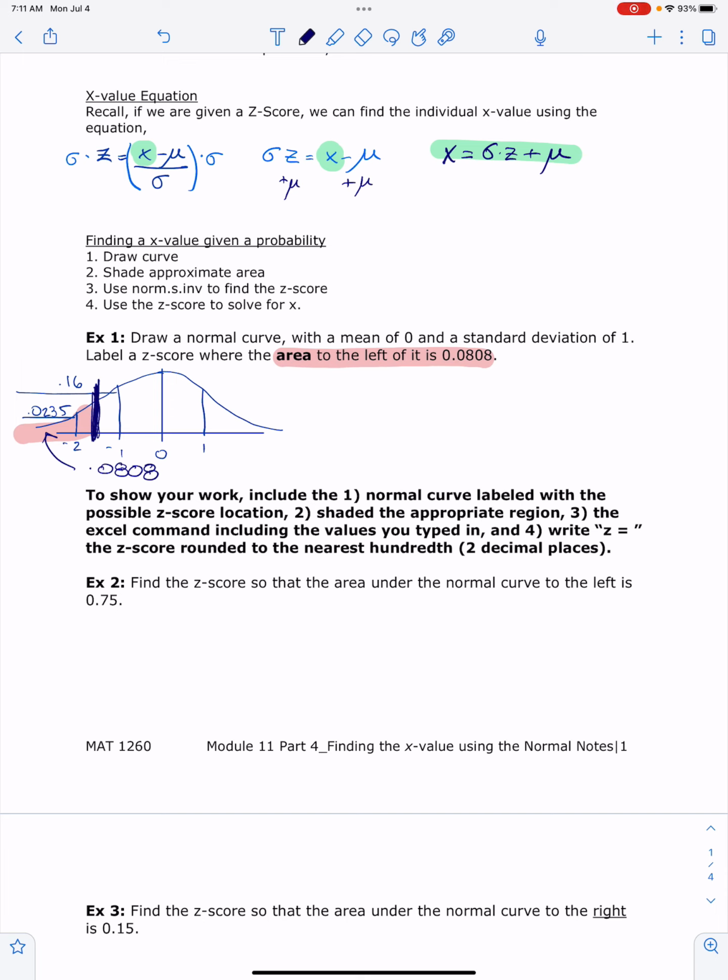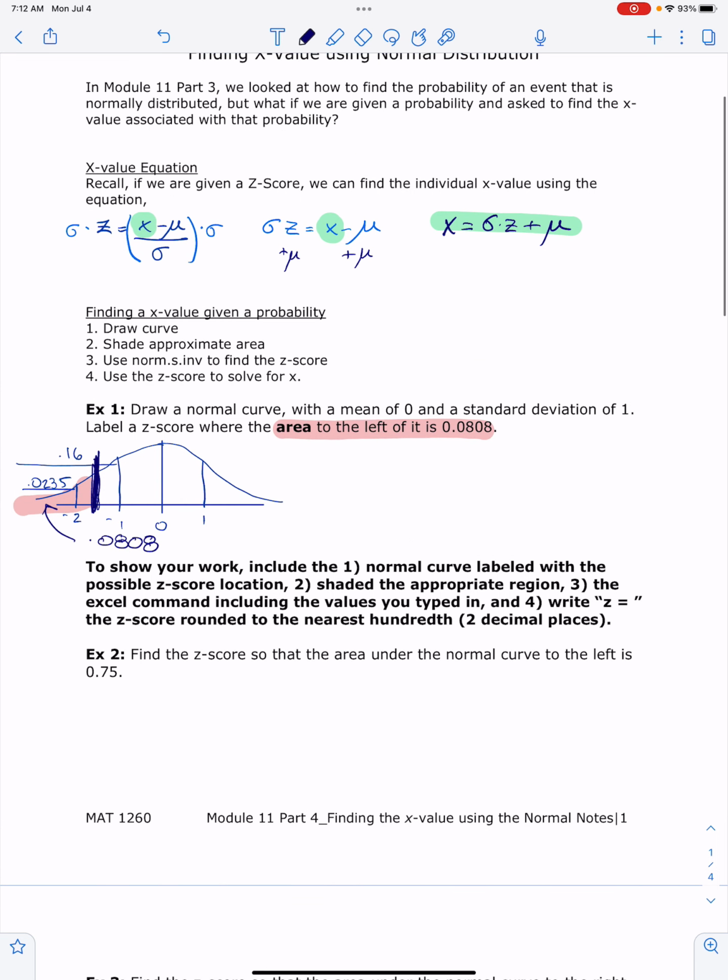So we're going to look for work that's consistent with what we did in the last module. One, we want the normal curve labeled with the possible z-score location. You are going to get credit for doing that, not for how accurate it is. It's got to be on the correct side of the mean, and it's got to look like there's a decent effort there. Two, we want the appropriate region shaded, so make sure you read specifically whether we're looking for the area to the left or to the right. Three, we need the Excel commands, and we are going to look at those in a minute. And four, we need the z-score rounded to the nearest hundredth, so to 2 decimal places.